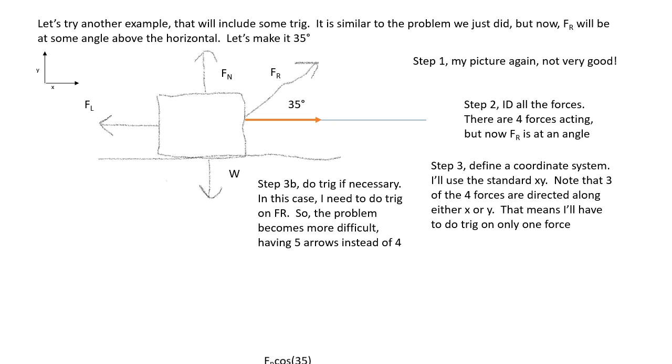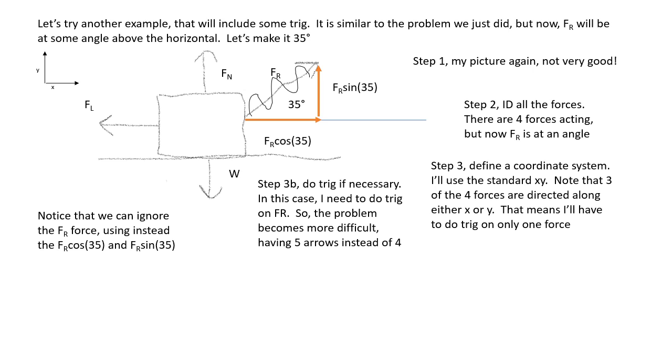Once I put those new forces in, see how I've replaced them? Oh, now I'm going to have 5 arrows instead of 4 arrows. So my problem is slightly more difficult, but what I gained in this case is that all 5 of my arrows are now along the x or y, so the trig is gone at this point. I can ignore the f sub r force like I said, that's why I put the squiggly line through it. I'm instead going to divide that up into f sub r cosine 35 and f sub r sine 35. Notice that if I add tip to tail the f sub r cosine 35 and the f sub r sine 35, I get my original f sub r.